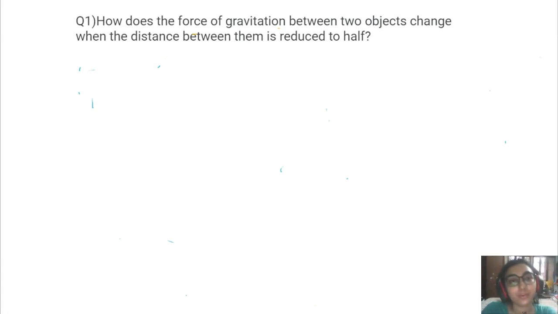Today we'll be continuing with our third session of gravitation where we'll discuss some questions on it. Okay, so our first question here is, how does the force of gravitation between two objects change when the distance between them is reduced to half?